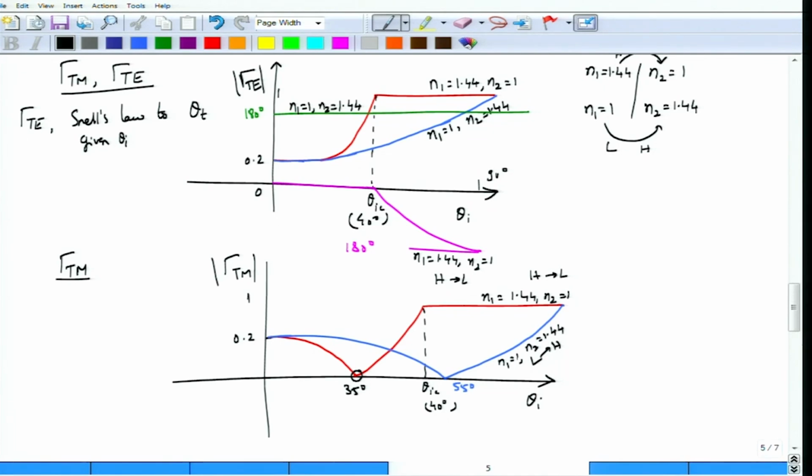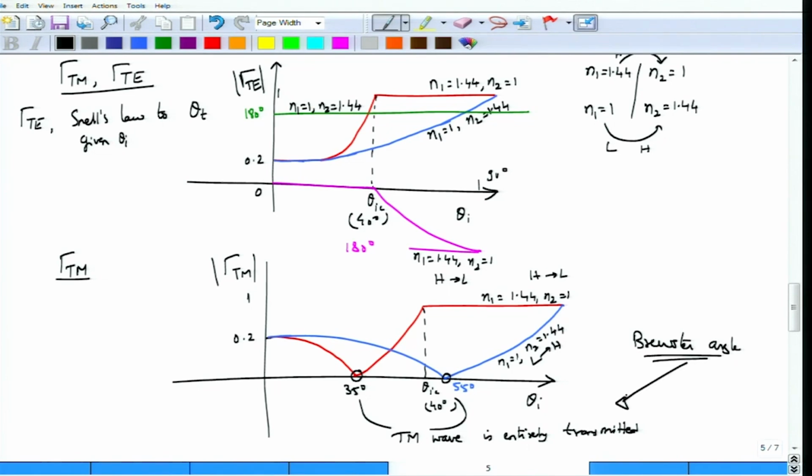So you can see that there are two things happening for Tm, in addition to what was happening for the magnitude of the reflection coefficient hitting 1 beyond a certain critical angle. The other peculiarity is that the magnitude of the reflection coefficient goes to 0, which means that at these two angles the wave is entirely transmitted; the Tm wave is entirely transmitted, and nothing is reflected. This angle at which this happens is called the Brewster angle.